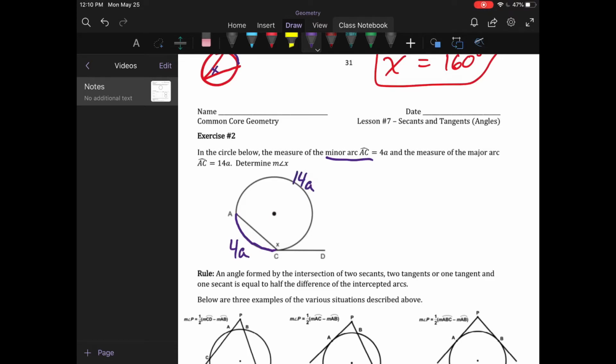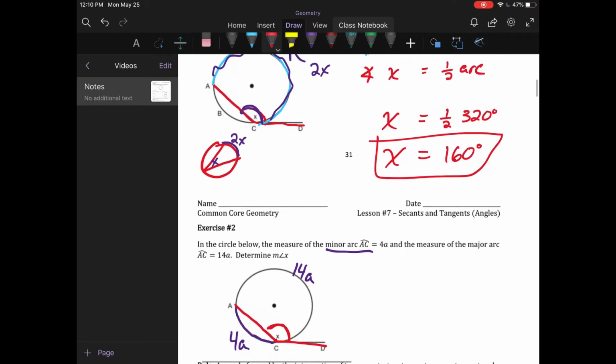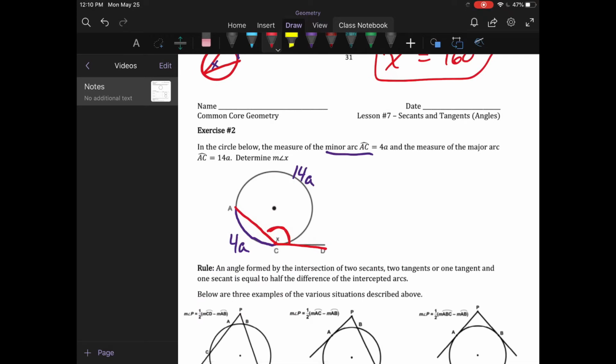And we want to determine x. So x is formed by the chord and tangent. So we know from what we just did up here that angle x, right there, is going to be half of the arc right here. So it's going to be half of 14A, which means that x is going to be 7A. But we don't know what A is. Try and think of a way that we can figure out what A is using just this information.